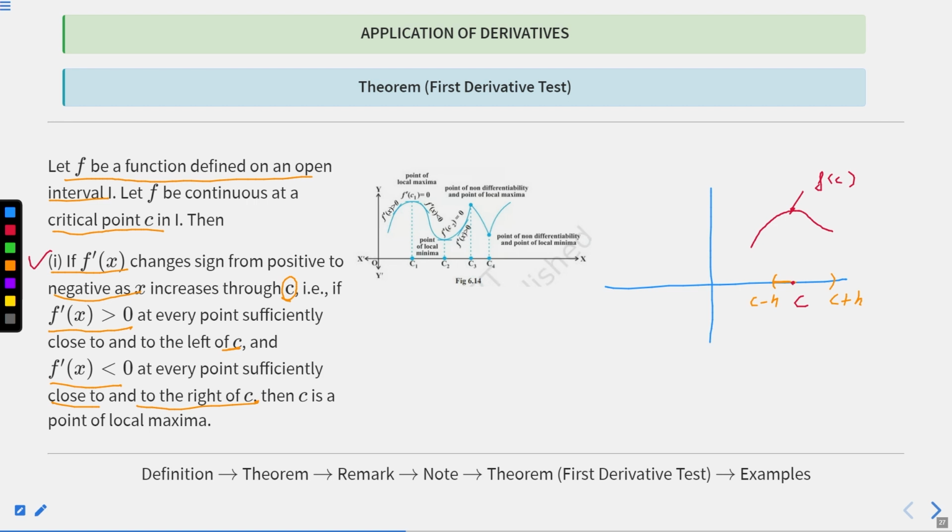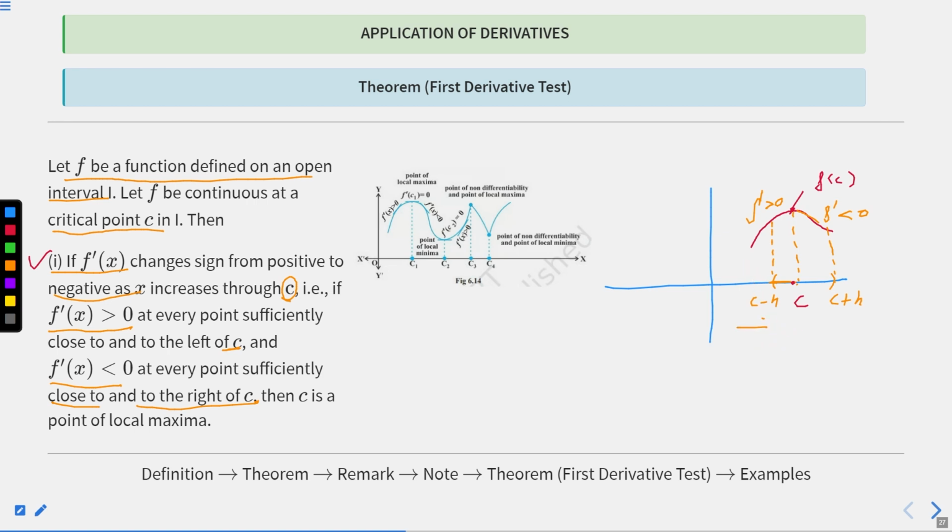Now in this interval, if you try to see what is happening, your graph is increasing. Graph is increasing means f prime in this interval will be positive, and in this part your graph is decreasing. So in this part your f prime is negative.